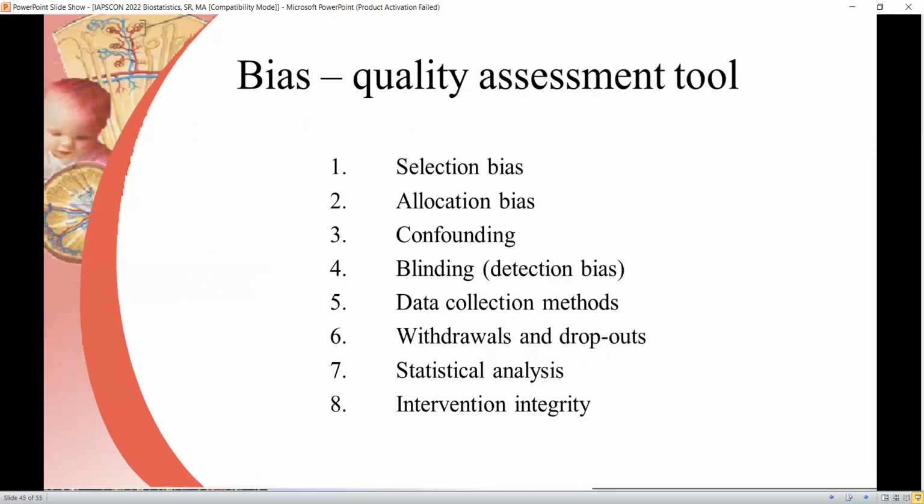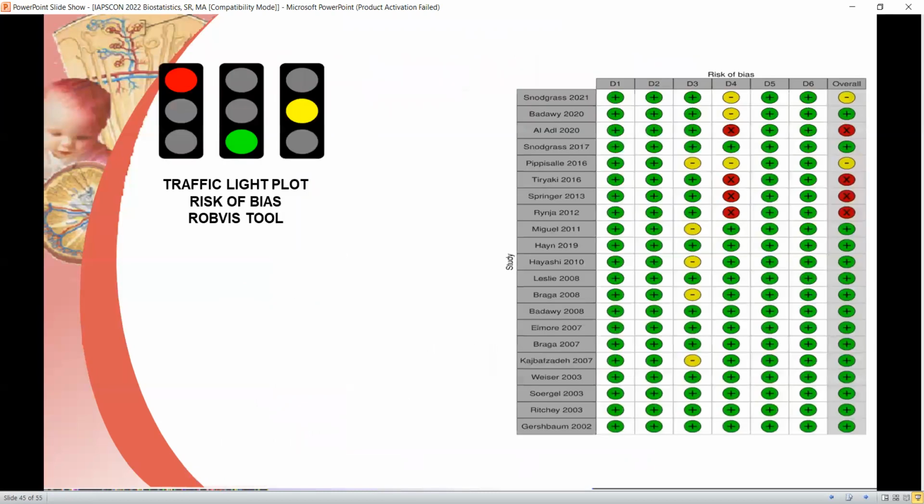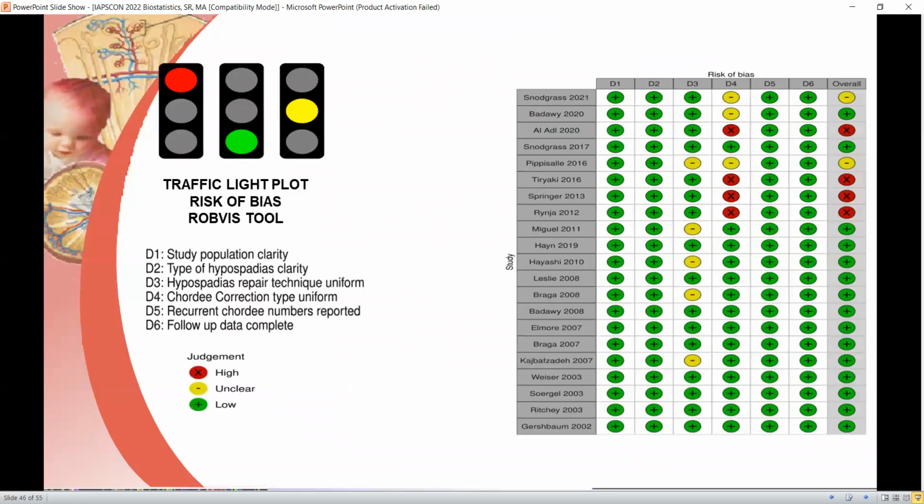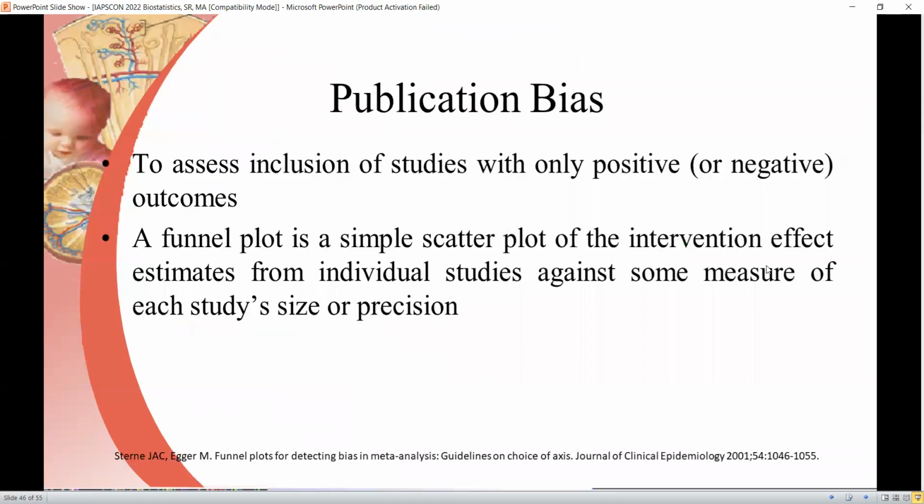Bias, there are multiple kinds of bias. I'm not going to go through them, but you have to do a bias assessment, which is called a traffic light plot. Each study is looked at carefully to see what kind of bias, whether the study population is clear, whether the type of procedure, type of surgery, and type of follow-up are clear, and whether follow-up is complete or incomplete. Some of them may be incomplete. You may still be able to include a study if only one factor is in red. But if multiple factors are in red, then you probably have to exclude those studies.